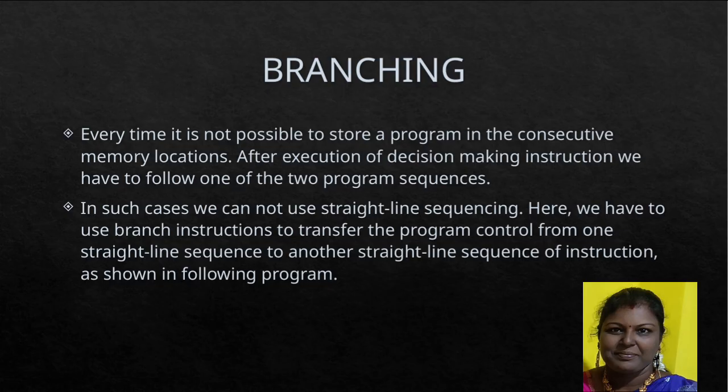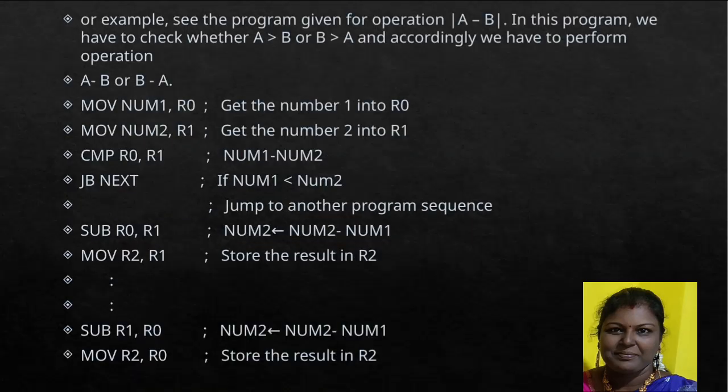Let's look at a simple program that calculates the absolute difference between two numbers, A and B. The key is to check which number is larger. If A is greater than B, we subtract B from A. Otherwise, we subtract A from B. The program moves the values into registers, compares them, and then jumps to the right sequence based on that comparison. Finally, it stores the result in a register for later use. This ensures the operation always gives a positive difference.